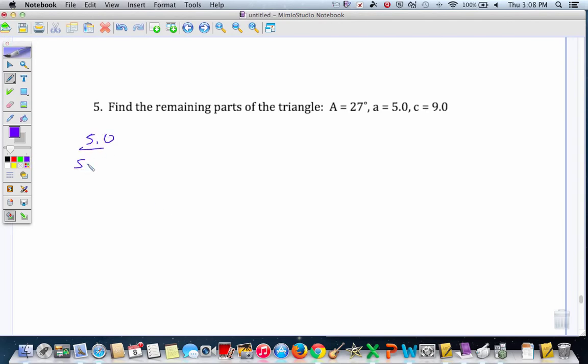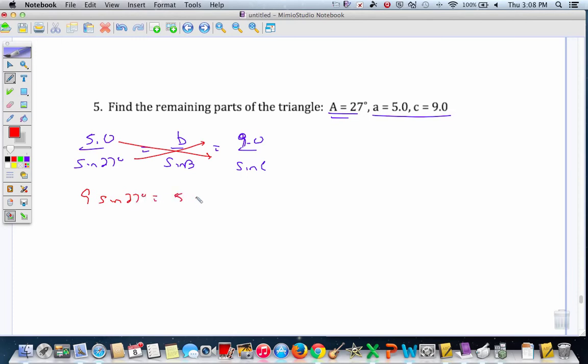All right, so one more time here with our ambiguous case. Find the remaining parts. Let's just go ahead and set this up very quickly. Side A is 5.0. Angle A is 27 degrees. We don't know side B or angle B, but we do know side C is 9.0, and we don't know angle C. Once again, pointing out we have two sides and one angle. So we have the ambiguous case. We have to check for our second triangle.